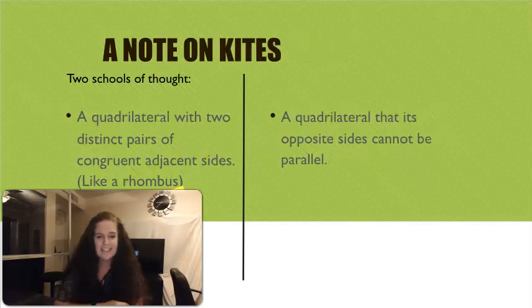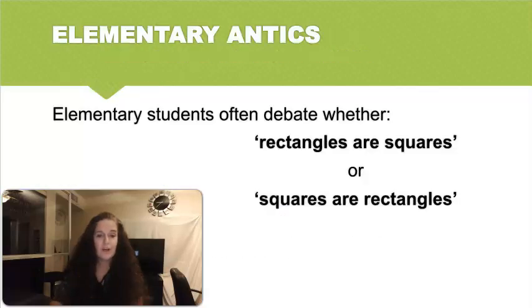Also on kites, there's two different ideas about this as well. We're going to use the one on the left where a quadrilateral has two distinct pairs of congruent adjacent sides, but not the one on the right where it says the opposite sides cannot be parallel. So that's a big difference. We're going to talk about are rectangles squares or are squares rectangles and make sense of that.